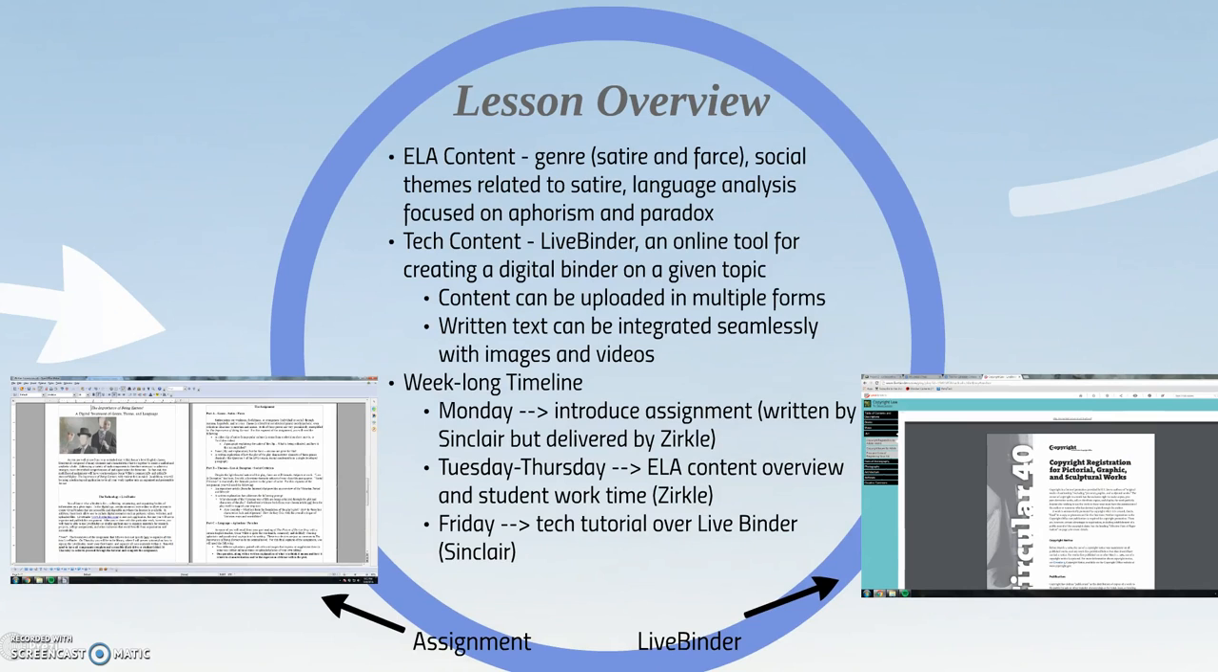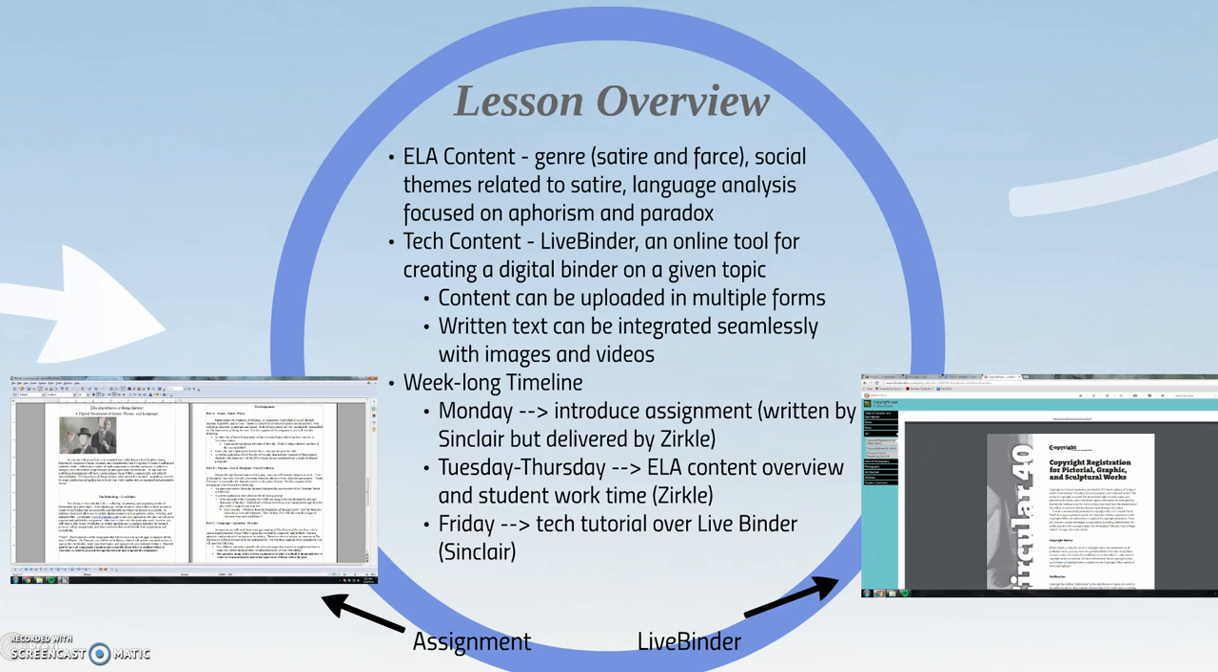So a lesson overview would really have two primary facets, the class content and the technological content. The ELA content was really up to Mr. Zirkle, and we discussed this, but since it's his class, it was really, what sort of academic skills do you want to go over? And we talked about the different genre aspects, satire and farce, both well exemplified by that play, social themes, and language analysis, because of a lot of the types of aphorisms and paradoxes Oscar Wilde was very inclined to use in this play and in his other works.